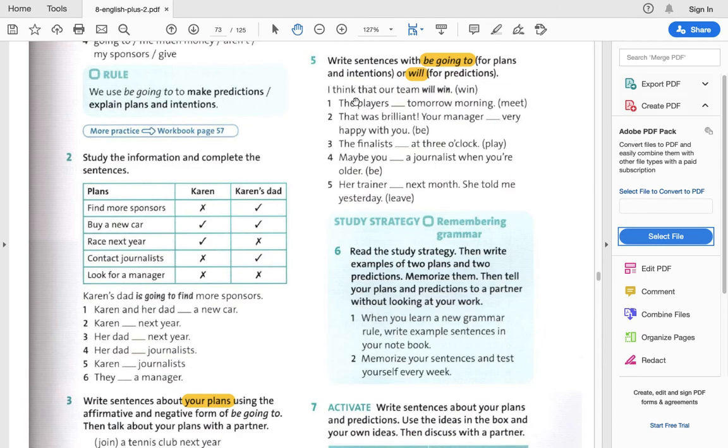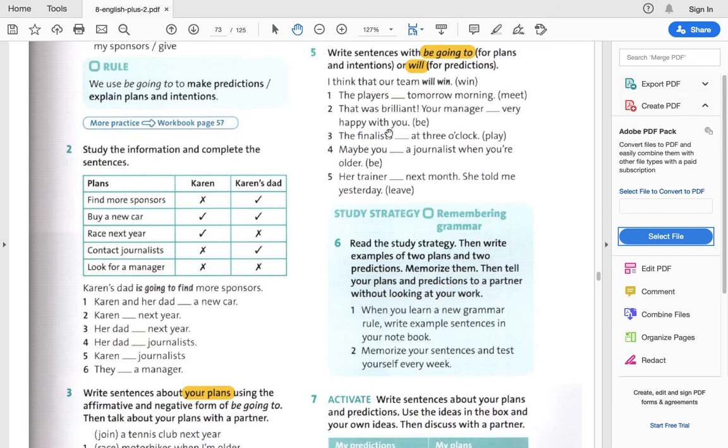Now, how do you know? Well, example, I think that our team will win. Well, that's a prediction. That's not a plan. That's why we are using will here. Because you see your team is playing well, and they say, oh, I think our team will win. The players, tomorrow morning, and meet is the verb. So this is a plan. They're planning to meet. So for a plan, you will need to use be going to here correctly. The players are they. So you need to think of the correct form of verb be for players and write it down correctly. All right, that's it with exercise 5.